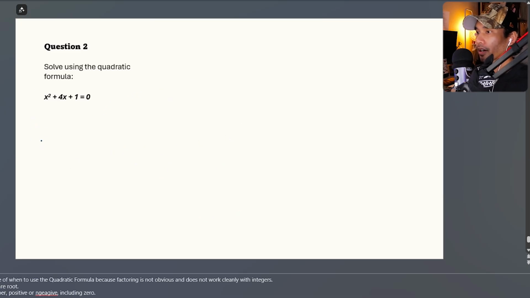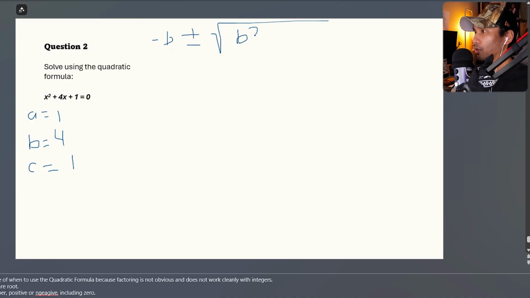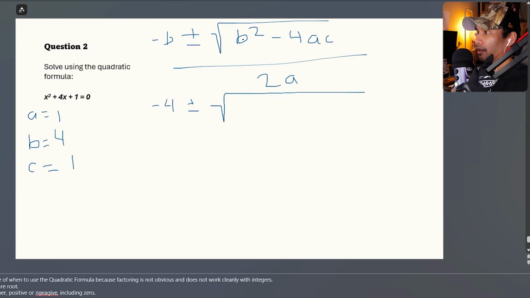Let's first identify our coefficients, which are a equaling 1, b equaling 4, and c equaling 1. All right? And then we go ahead and plug everything in. For the sake of this video, I will write down the equation, but since you're an expert now, you don't need to. Negative b plus minus square root b squared minus 4ac over 2a. Okay? And then we have negative 4 plus minus, what is b squared? Let me just write this squiggly, I'm sorry.